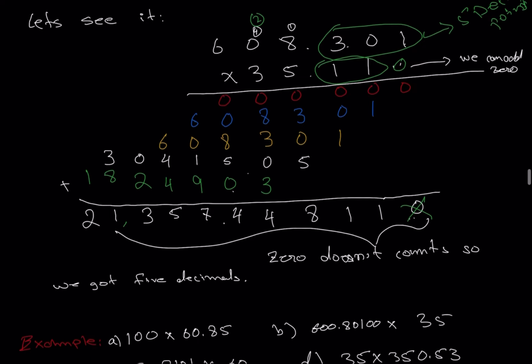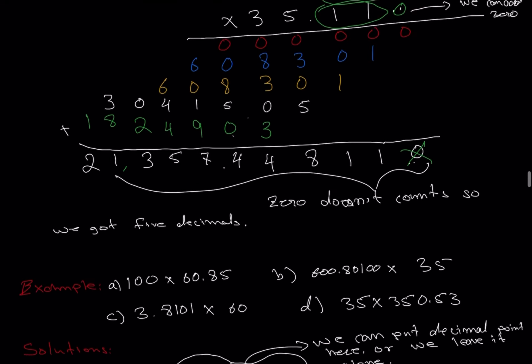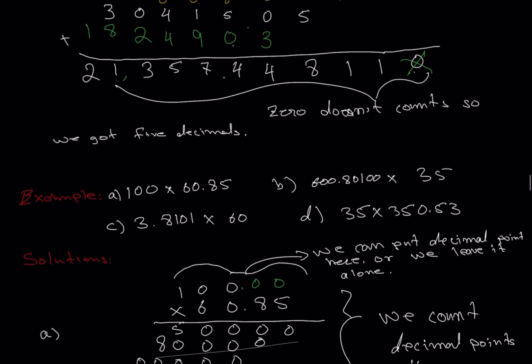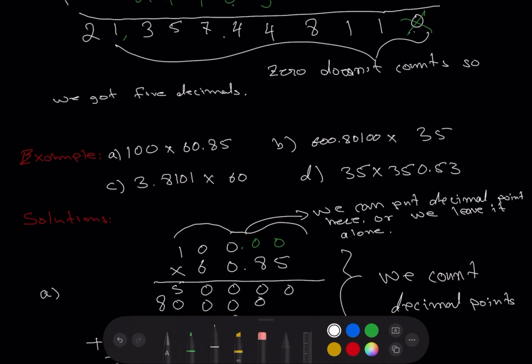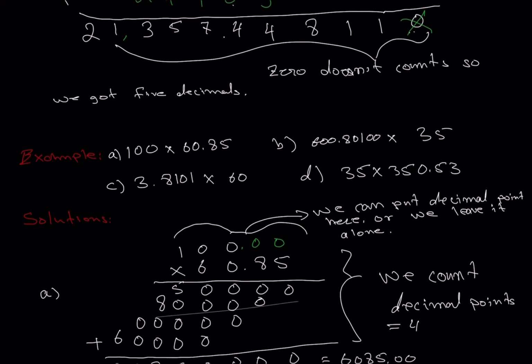And you multiply each number by itself, by the multiplicand. Now example 2. We have quite a few examples actually here. A is 100 times 60.85, and B is 600.80100 by 35. C is 3.8101 by 60. D is 35 by 350.53.